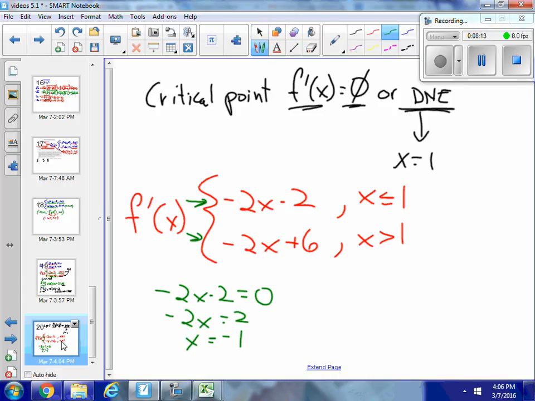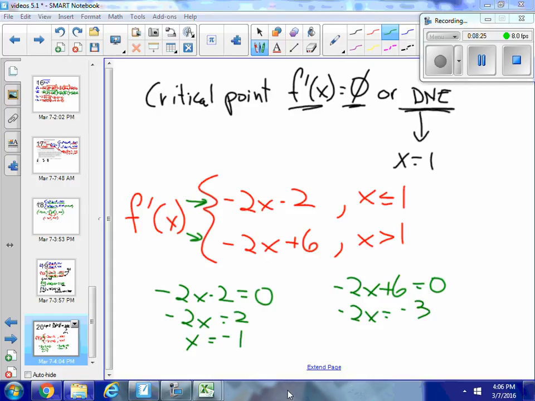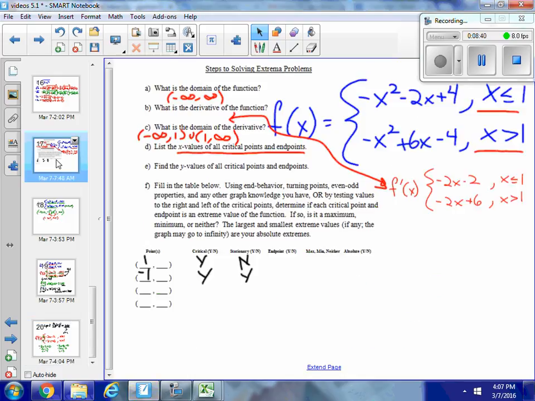And let's do the other side here, the other part of the piecewise function. Negative 2x plus 6. Where does that equal 0? Well, negative 2x equals negative 3. I'm sorry, negative 2x equals negative 6. Divide by negative 2, I get x equals positive 3. So that's the other place where I have a critical point, at positive 3. It's critical and it's stationary.